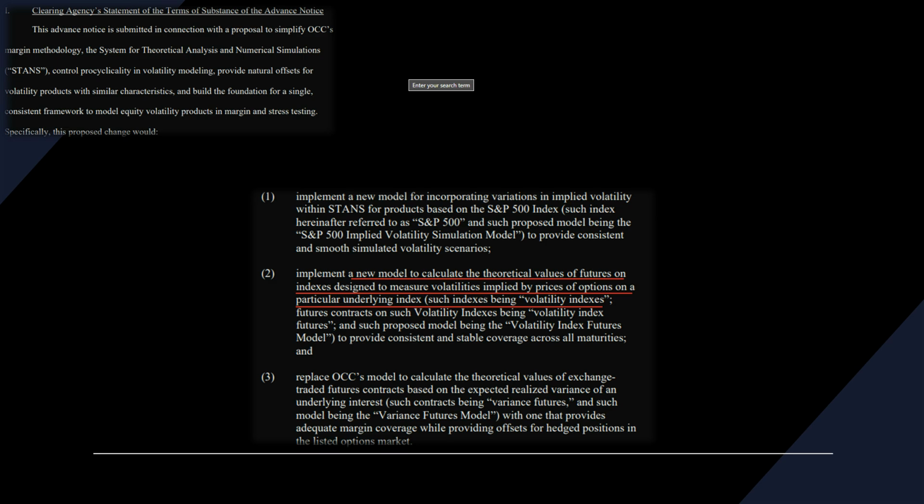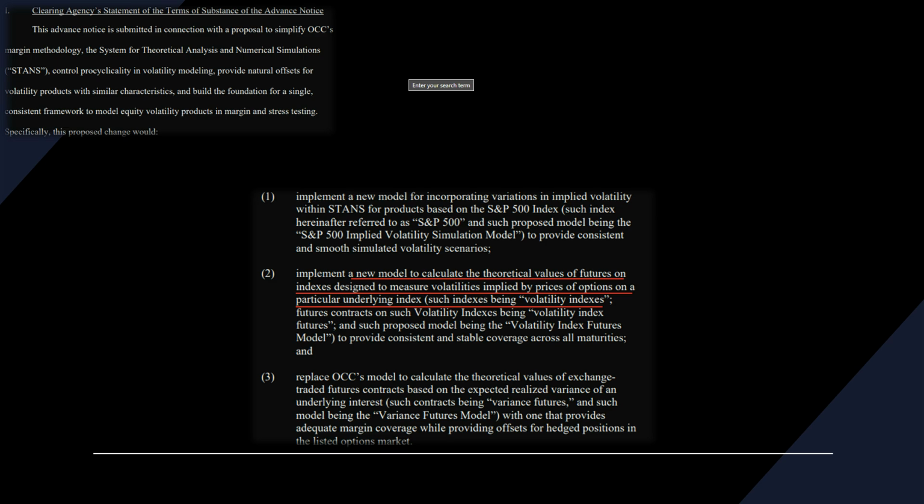That should start ringing a bell to the group. This is based on the S&P 500 index, such index hereinafter referred to as the S&P 500, and such proposed model being the S&P 500 implied volatility simulation model, to provide consistent and smooth simulated volatility scenarios.